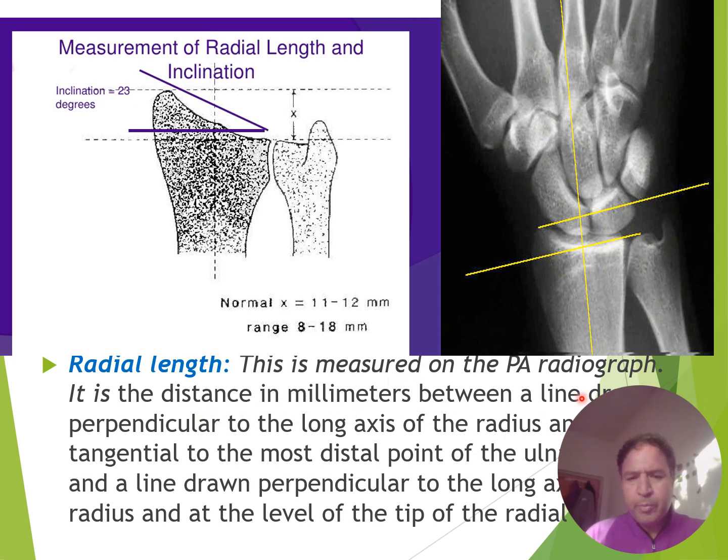This is measured on the PA radiograph. It is the distance in millimeters between a line drawn perpendicular to the long axis of the radius and tangential to the most distal point of the ulna, and a line drawn perpendicular to the long axis of the radius at the level of the tip of the radius.